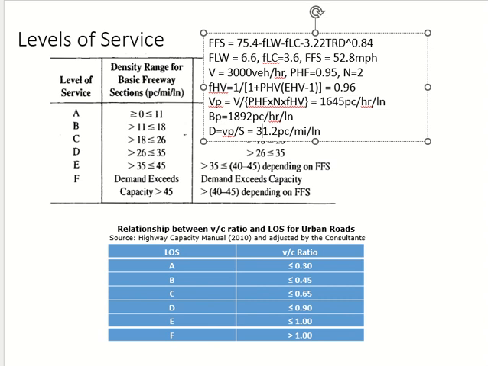Length of the section? No. It's because of the geometric conditions. The lane width was 10 feet and the lateral clearance was 0. This is the minimum, right? If you go to the lane width table, you will see 10 is the minimum value. And lateral clearance, obviously, 0 is minimum. So you are providing minimum widths. So that is disturbing the flow.